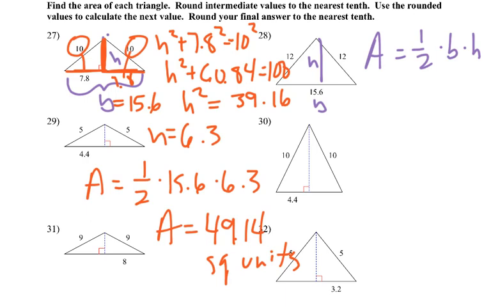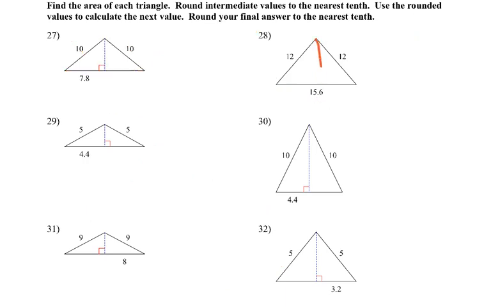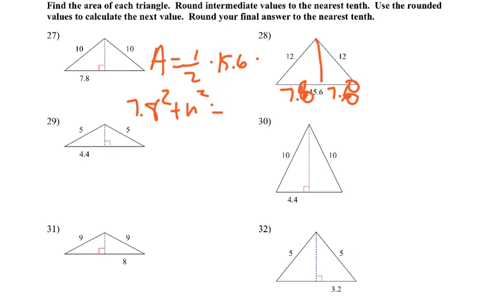Okay, so let's take a look at the next one. For this one, if we cut that in half, it would be 7.8 on each side. So our base, so area equals 1/2 times the base, 15.6, times the height. To find the h, once again, 7.8 squared plus h squared equals 12 squared. So we get 60.84 plus h squared equals 144.